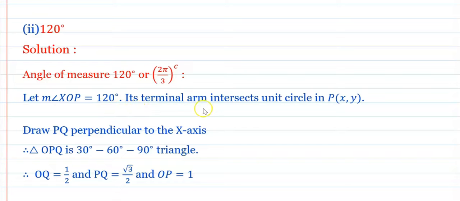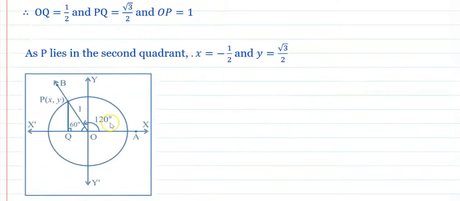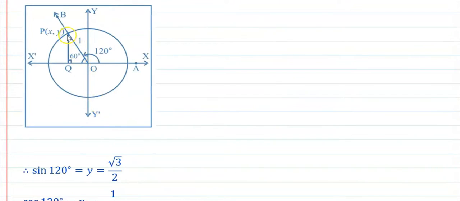Its terminal arm intersects the unit circle at P(x, y). Draw the perpendicular to the x-axis. See this figure. The measure of this angle is 120, so I have 120 as well. Now the measure of this angle, that is angle POQ, is equal to 60. Next, PO is 1. And here the measure of this angle is 60, and the measure of this angle is 30 degrees.